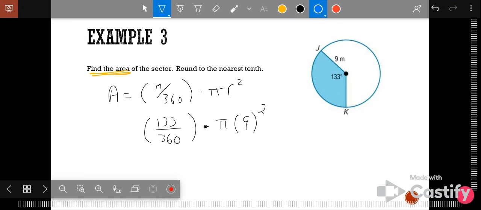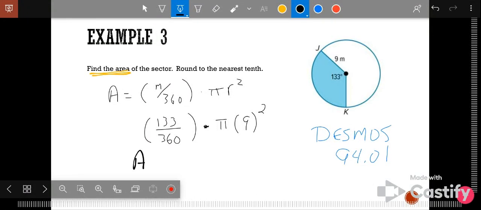Then type it all into Desmos. In Desmos, you can type in just like it looks right there: parentheses 133 divided by 360, parentheses times pi, parentheses 9, parentheses squared. And you get 94.01. Rounding to the nearest tenth means rounding to 0, basically. So our area is about 94 meters squared.